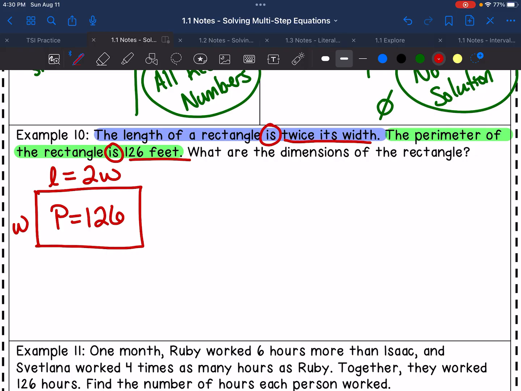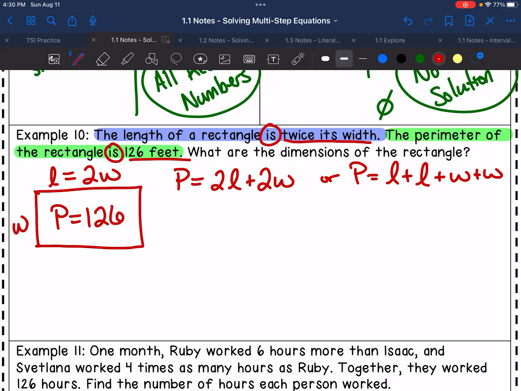We also know how we find the perimeter of a rectangle. Perimeter of a rectangle is when we add all 4 sides together. So notice you've got 2 sides that are length and 2 sides that are width. So I need 2 lengths plus 2 widths. Or you can just list it all out: a length plus another length plus a width plus a width. Either way works. To me, the first one's shorter and simpler, so that's the one I go with, but you could use the other one. Either way, this is how we find perimeter.